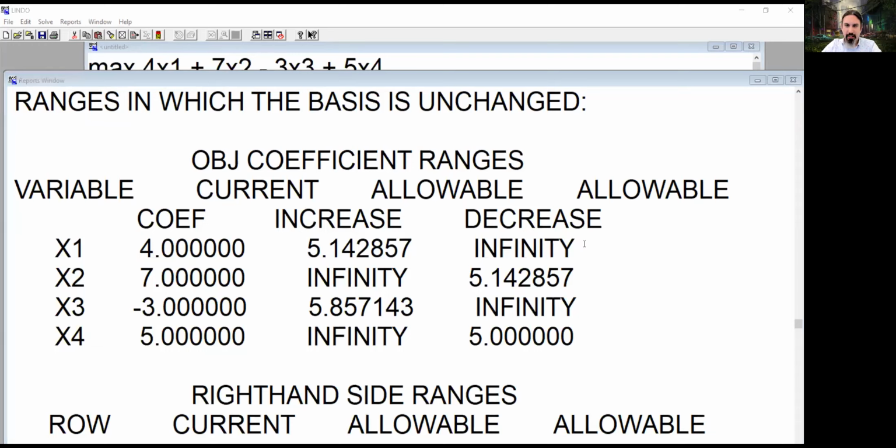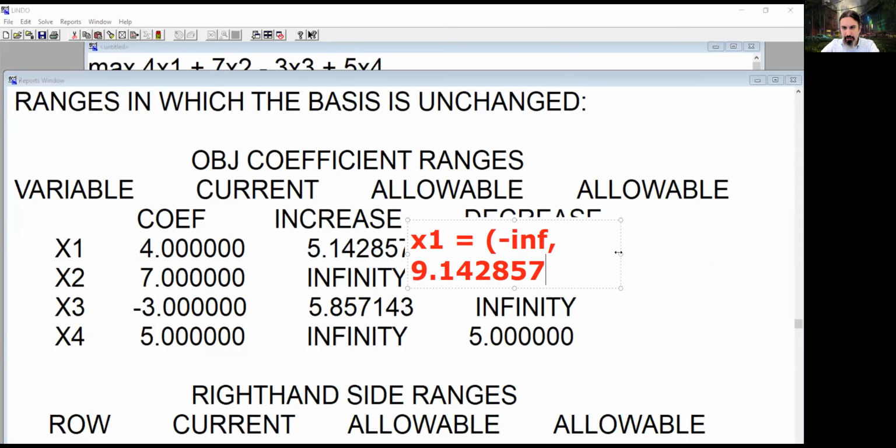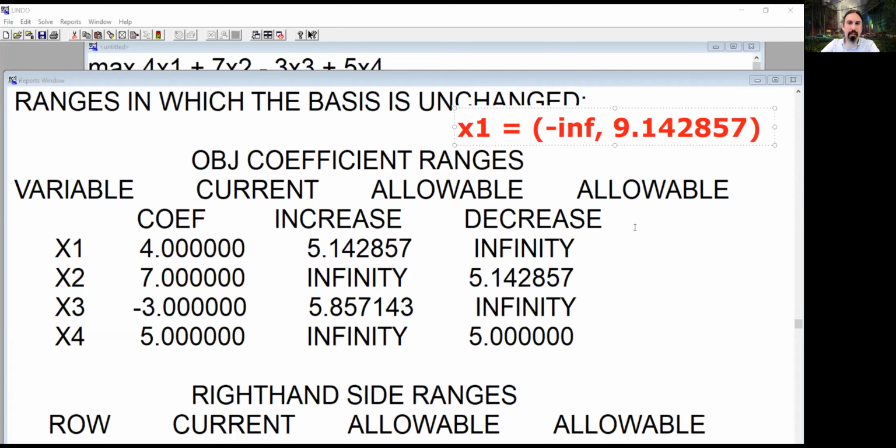So I can write x1 should be from minus infinity to 9.14287, whatever. Let me just show you. Yeah, you can write x1 like this. As long as x1 is in this bracket, with minus infinity, because the allowable decrease is infinity, up to 9.142857, which is the sum of these two values. As long as x1 is between these two values, I'm optimal. Okay, I know that I'm optimal. There is nothing to look for.